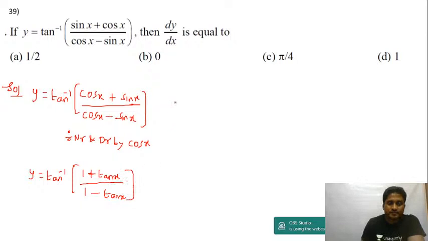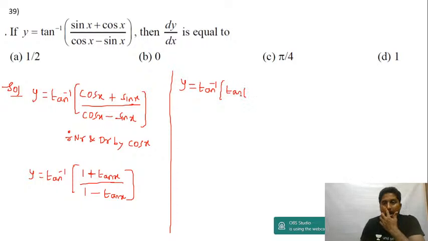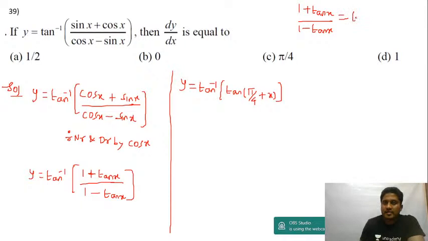Now y is equal to tan inverse of, right? That's a formula. 1 plus tan by 1 minus tan will be equal to tan of pi by 4 plus x. Isn't it, guys? Let me write the formula here. This is an 11th standard formula, first PUC formula. 1 plus tan x by 1 minus tan x will be equal to tan of pi by 4 plus x.